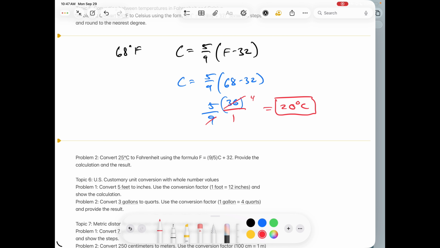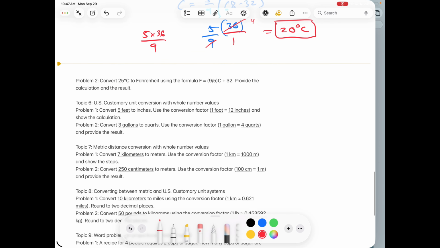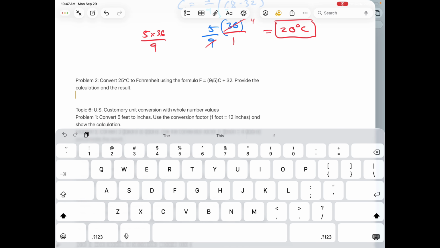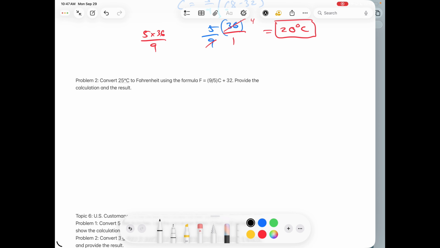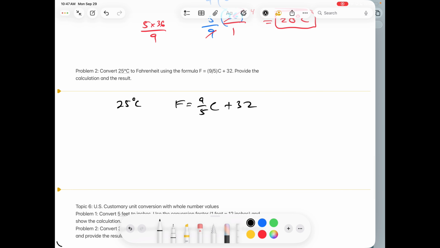If you have to use a calculator, just do it. 5 times 36 divided by 9. You multiply the tops and you divide the bottom. If you're going the other way, I think they always give you this, so it's not hard. You do it a little bit differently because you don't have inside the parentheses. So when we plug this one in, we do 9/5 times 25 plus 32.